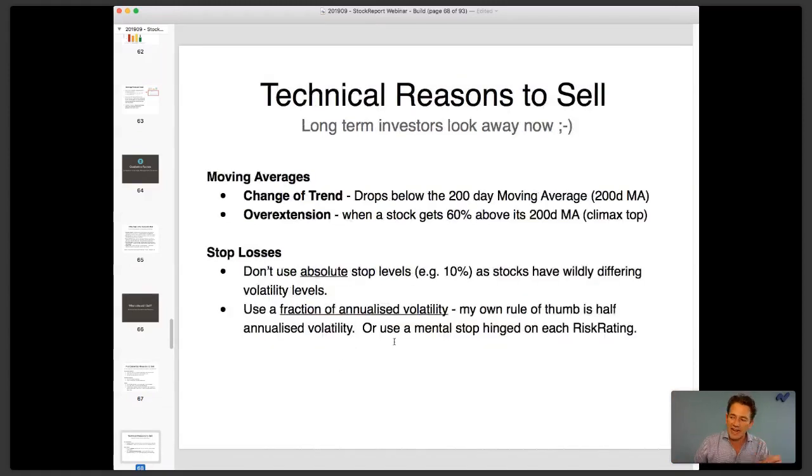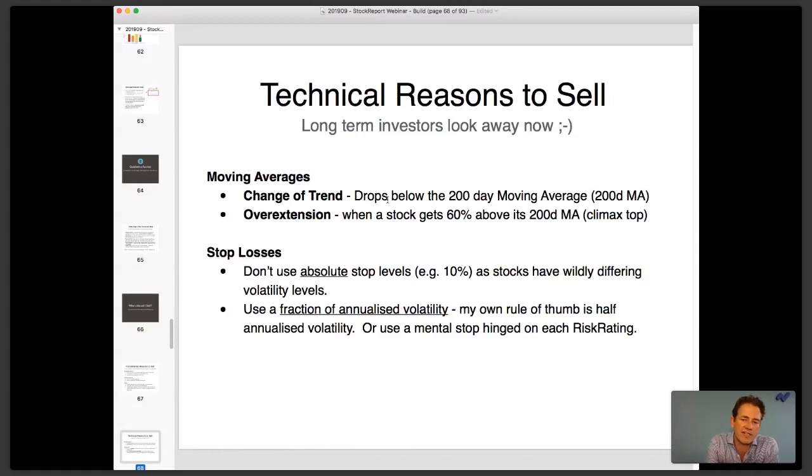But there are technical reasons to sell as well. Long-term investors look away now, but I have been known to be very active in the market, and I'm thinking about being very active next year again and doing it possibly publicly. But one of the things I always like to look at: whenever a stock drops below a 200-day moving average, I really, really don't like it. And I'll show you how to get the 200-day moving average on a chart in a minute.